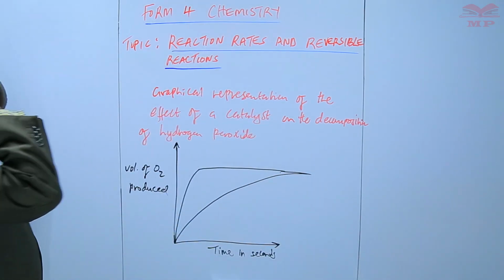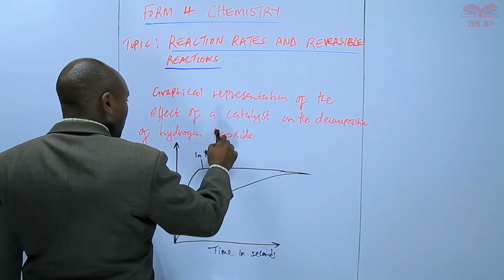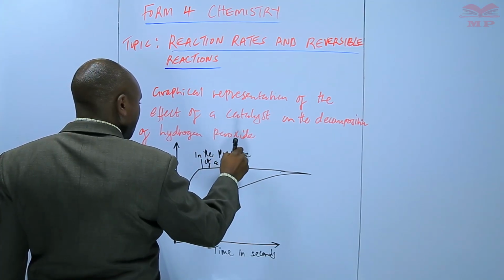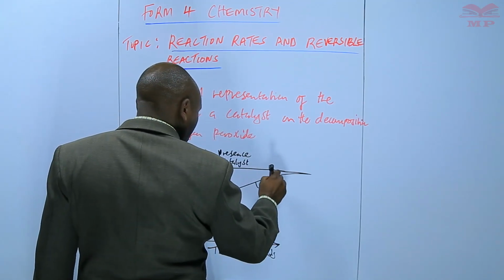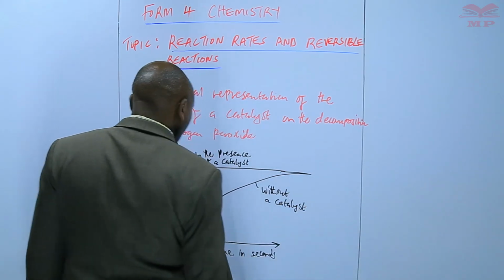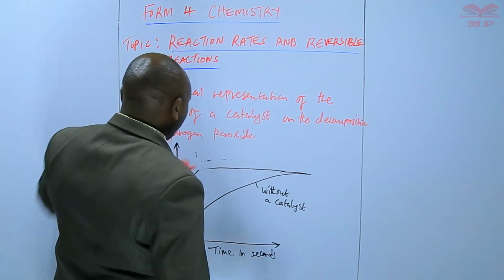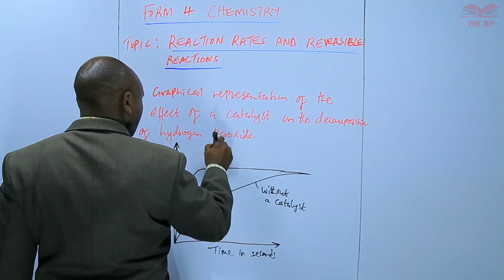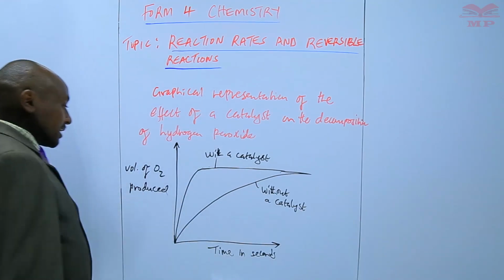So the first curve is in the presence of a catalyst, and the second curve is without a catalyst. So you can just change it a bit and say with a catalyst and without a catalyst.